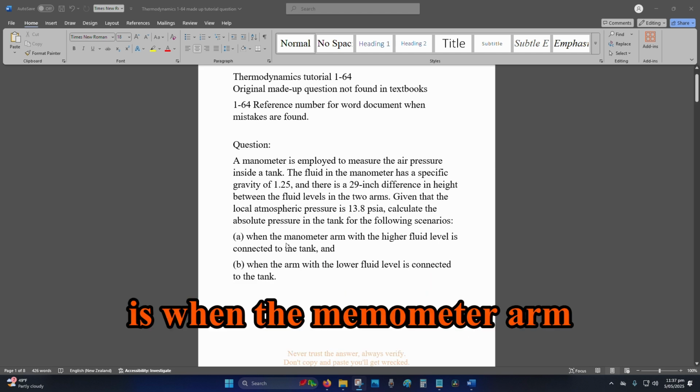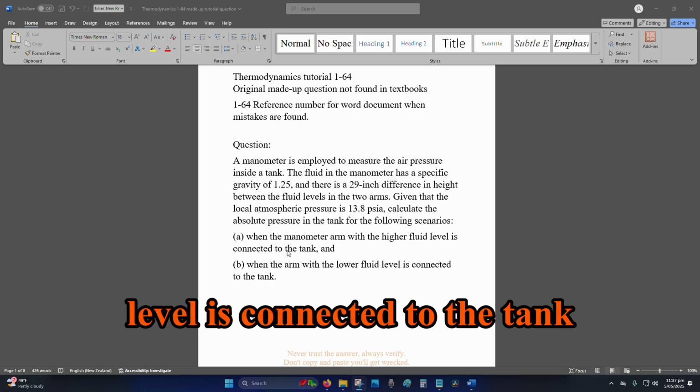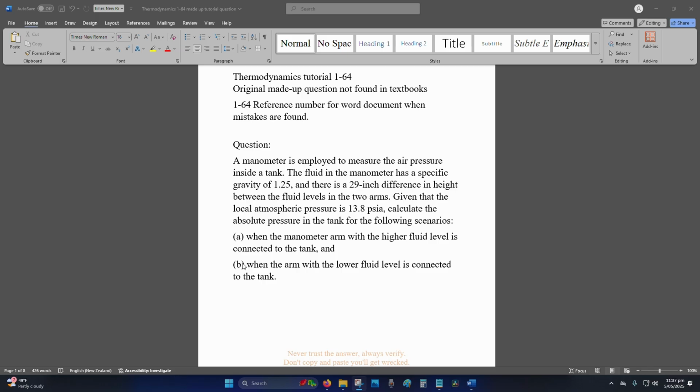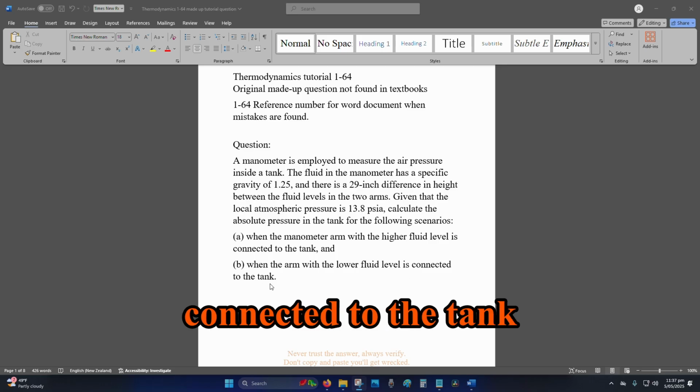A is when the thermometer arm with the higher fluid level is connected to the tank, and B is when the arm with lower fluid level is connected to the tank.